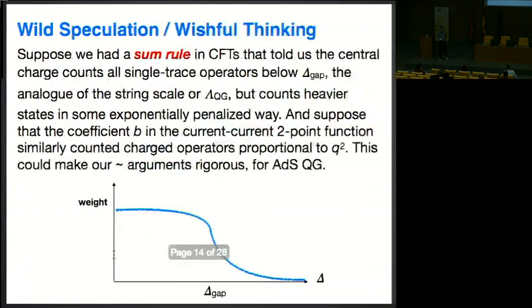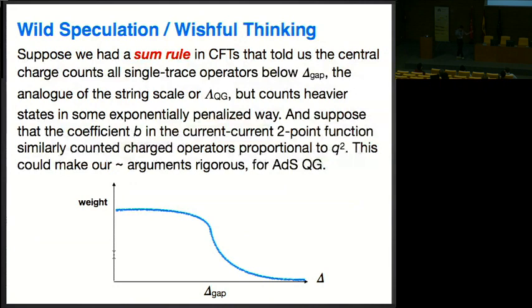And let me indulge in a little bit of wild speculation in one slide. I think we've had a lot of speculation at this meeting already on various things, so a little bit more might not hurt. One way you might imagine taking these fuzzy arguments that I'm telling you and sharpening them would be if there's a statement in conformal field theories where you could really prove some kind of sum rule that tells you that the central charge, which is basically the analog of the Planck scale that I've been talking about, is just counting all the single trace operators below some dimension, which is the analog of the quantum gravity cutoff that I've been talking about.